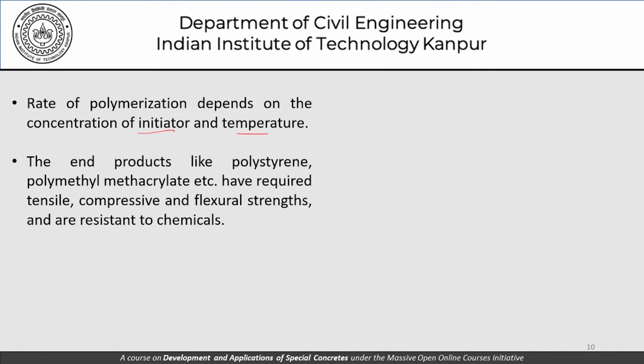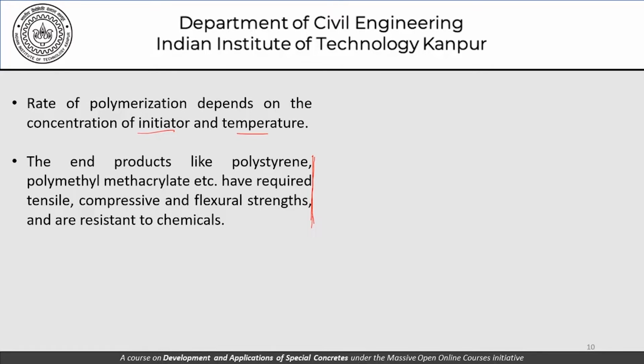The end products like polystyrene or polymethyl methacrylate have the required tensile, compressive and flexural strengths and are resistant to chemicals, and we have kind of mastered the art of controlling the polymerization to the extent of achieving the right amount or the desired kind of tensile, compressive or flexural strengths, at least to some extent.